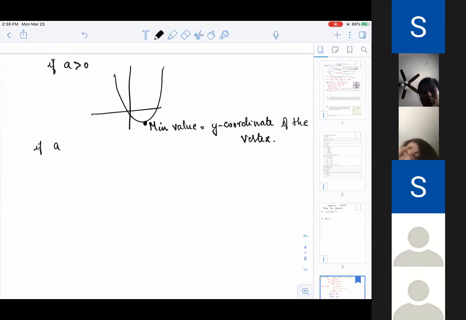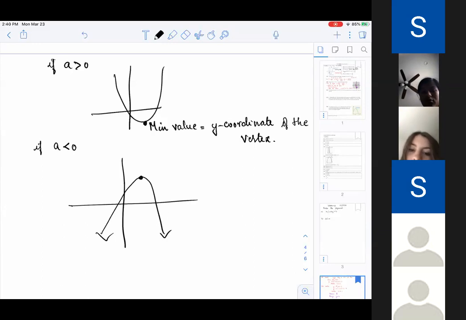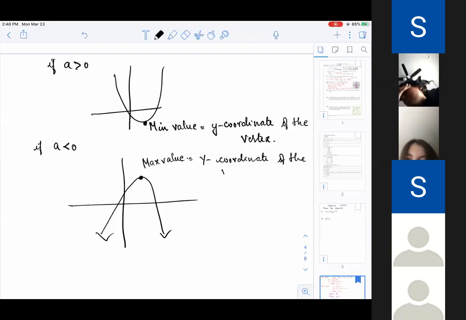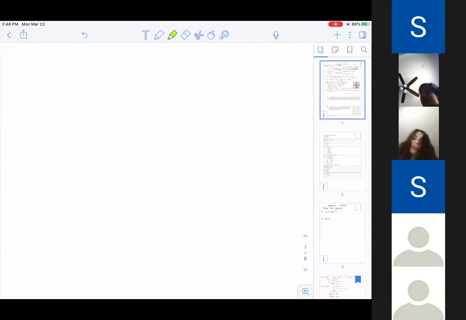Now how about if A is less than 0? In that case, you're going to have a graph that opens down. In this case, the vertex is actually the maximum value on the graph, and that's, again, the y-coordinate of the vertex. So this is very important, guys. Remember, when A is greater than 0, we have a minimum value. When A is less than 0, we have a maximum value. Is that clear?